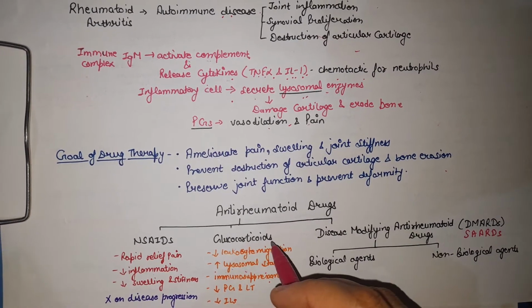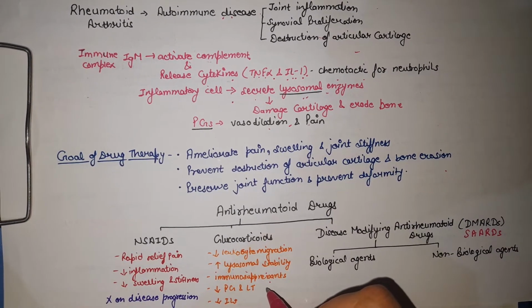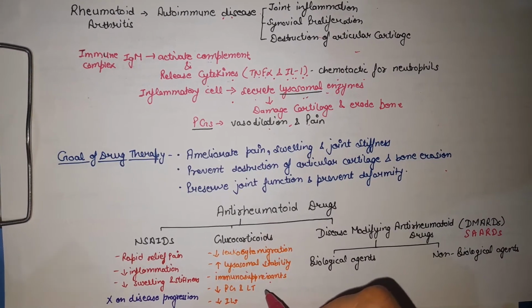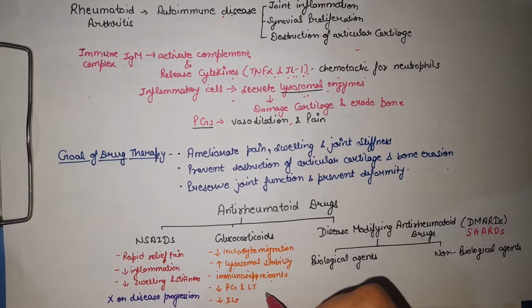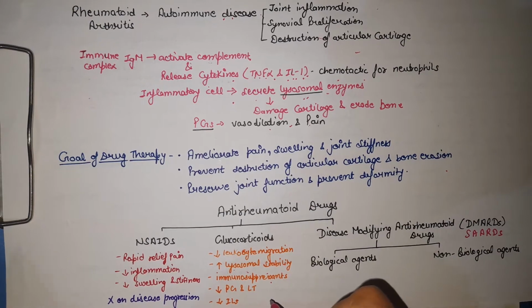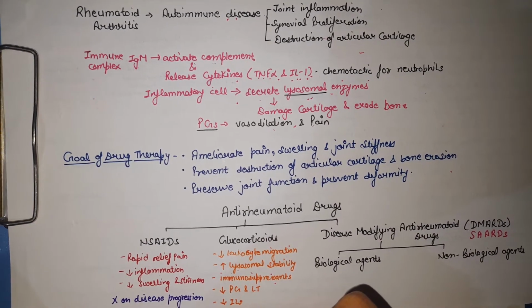So of the glucocorticoids, mainly prednisolone and hydrocortisone are used, but their long-term use also has severe adverse effects, so these are used for a shorter duration and to relieve the acute attack of pain in rheumatoid arthritis patients when there is exacerbation of the symptoms.